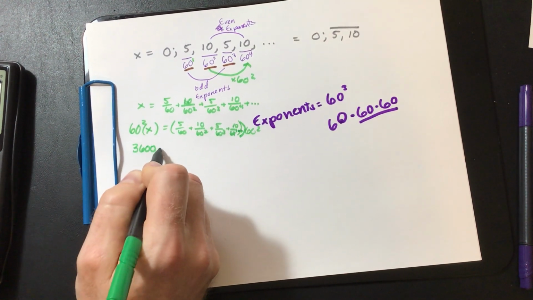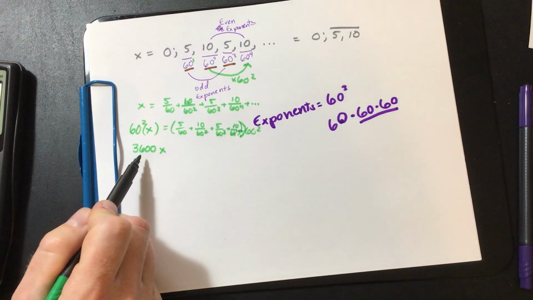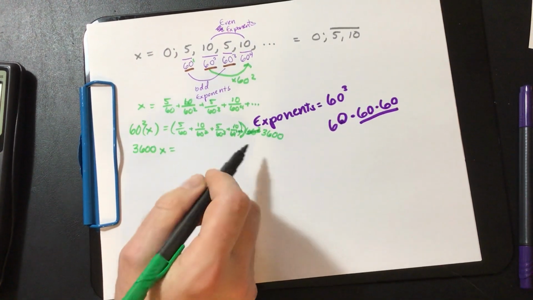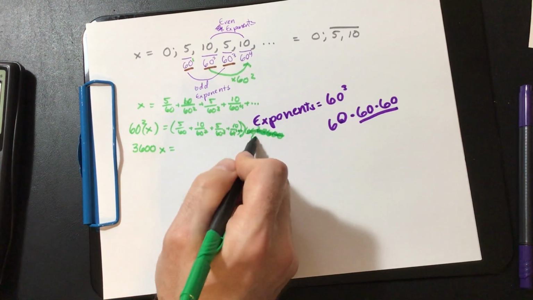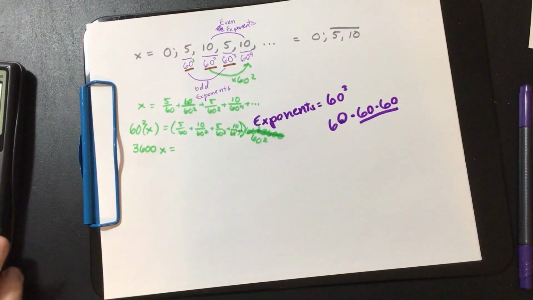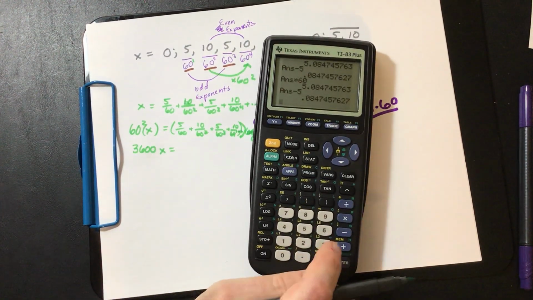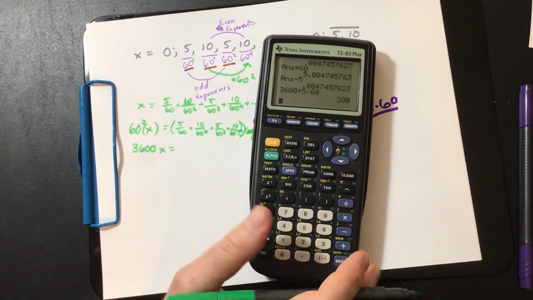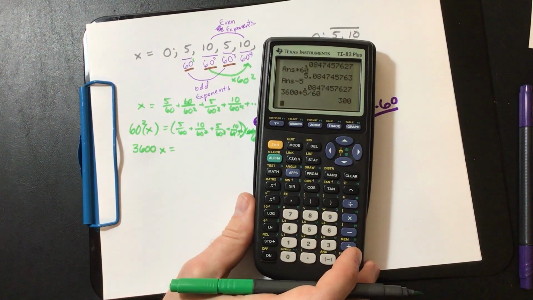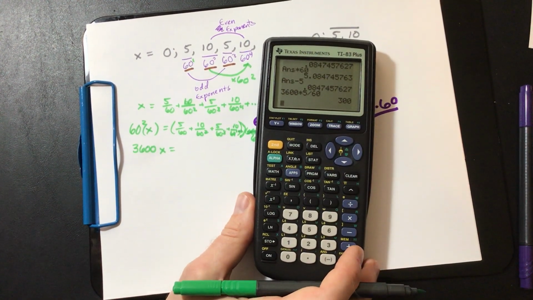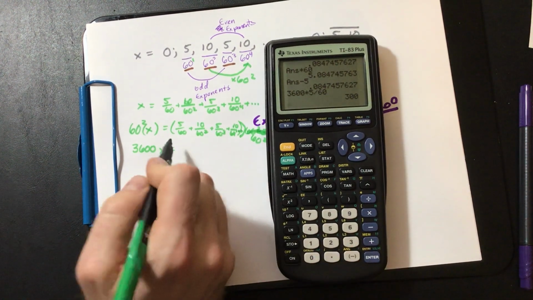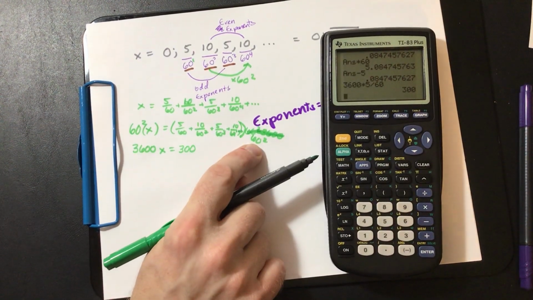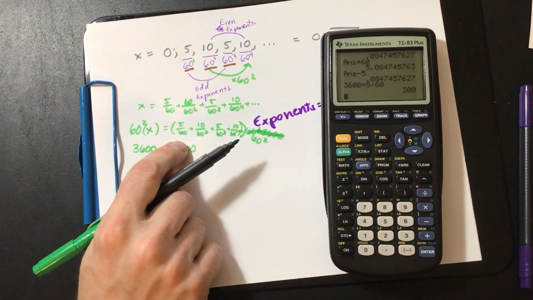This is 3,600x. I'm just taking 60 times 60. If I take 3,600, well, actually I want it as 60 squared, times 5/60, what does that give me? Did you mean for that to be separate from that? That's how I wanted to write it. Okay. That would be 300. But that would be 3,600 times 5 divided by 60. That's what I wanted to do.